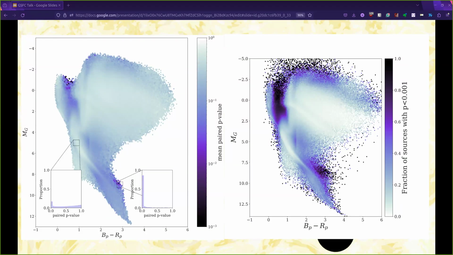And so here's a color magnitude diagram of our sources. On the left, the color bar represents the mean p-value in each bin. In the insets, you can see the difference between the p-value distribution for regions where we expect there to be mostly binaries, like the binary main sequence on the right there, and where you expect there to be fewer binaries, like right in the middle of the main sequence in the left inset. On the right, the color bar indicates the fraction of sources in the bin that we consider to be binaries, and I think this tracks pretty well with how we think binaries are spread over the color magnitude diagram.